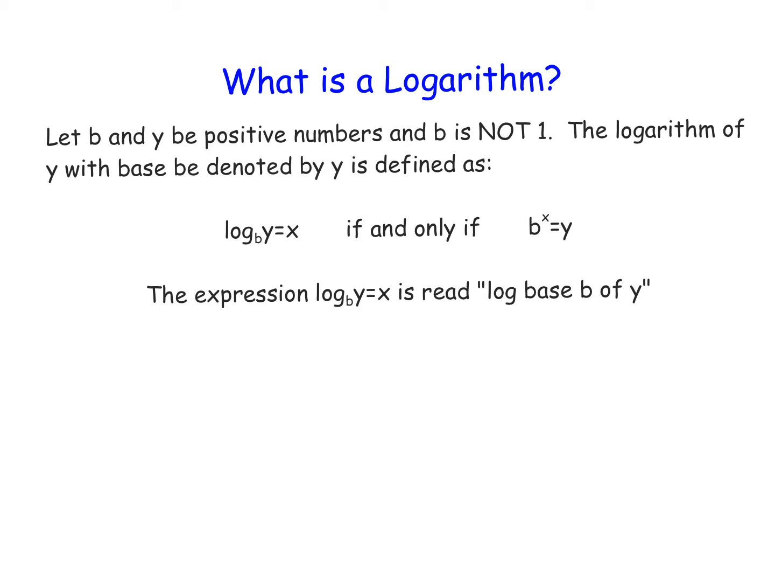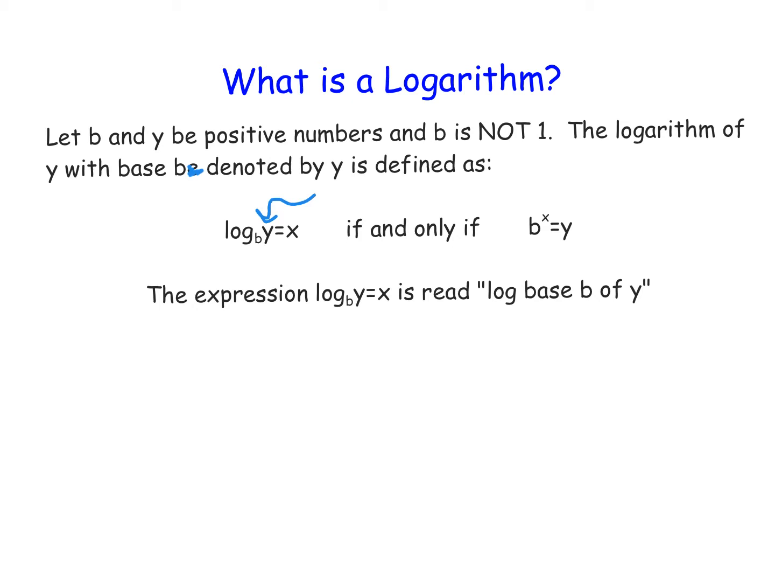By definition, first you have to let b and y be positive numbers. So they have to be positive values to start, and b cannot be 1. With that being said, the logarithm of y with base b, you can see that the base b is denoted there, is defined as the following. This is really what a logarithm is. It's where a logarithm is created from.